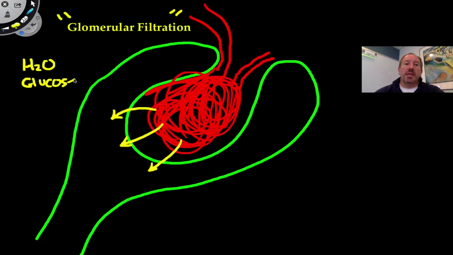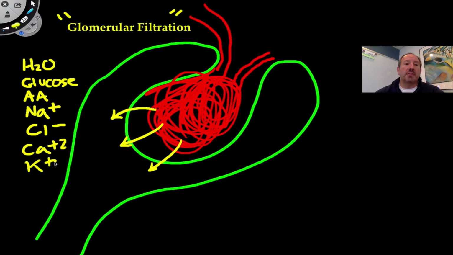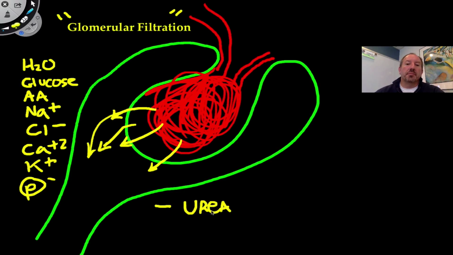We have sugar from eating in the blood. We have amino acids. And then there's a variety, a potpourri of these little ions, principally sodium ions and chlorine ions and calcium ions and potassium ions and phosphates. And so all of this is entering into the renal corpuscle. And I want to draw over here also urea. Okay, and that's that little tiny nitrogenous waste.